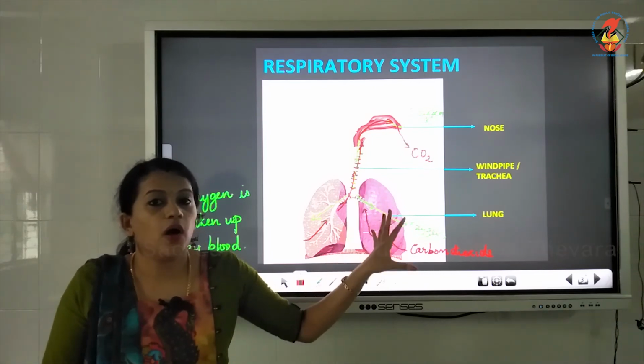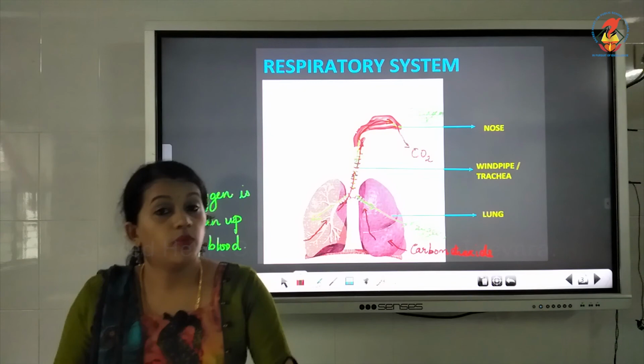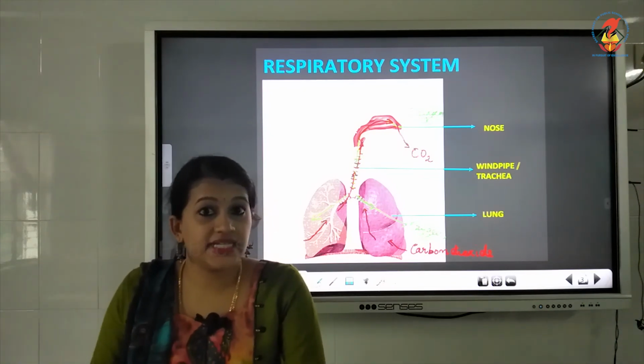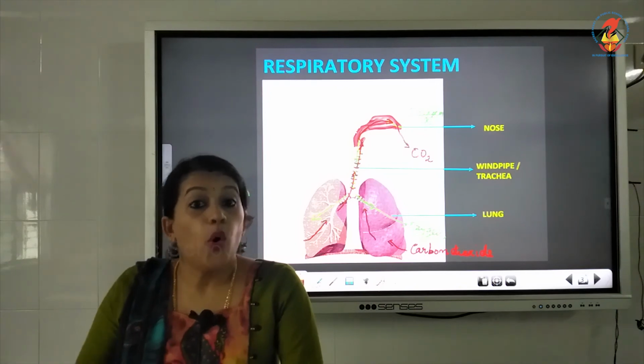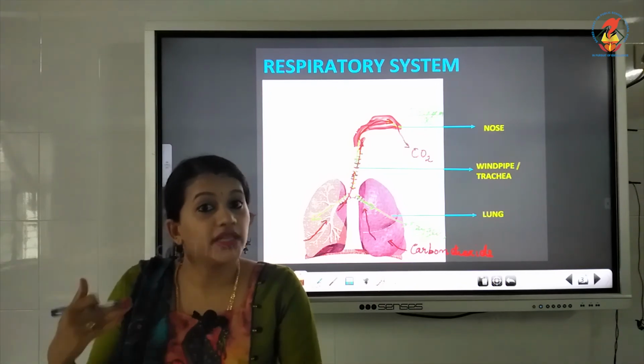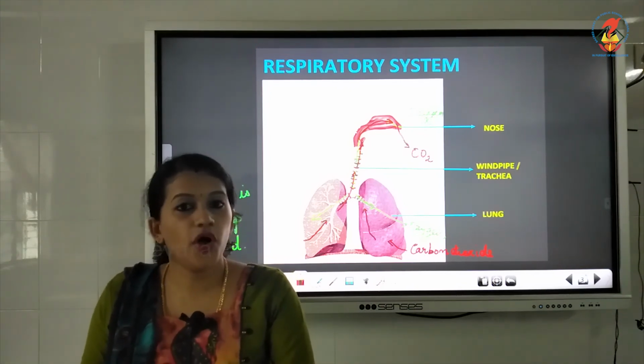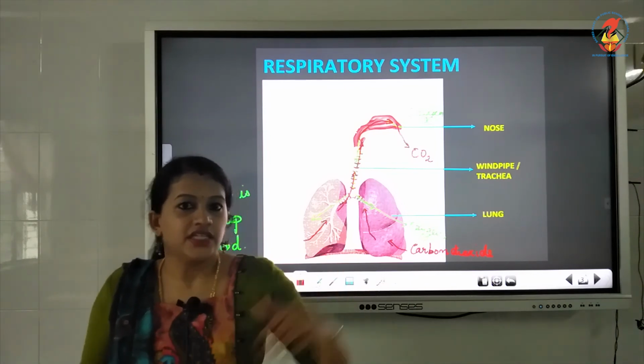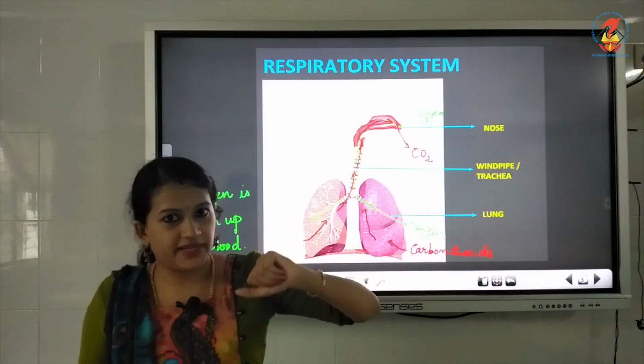So, this is how our breathing system works. Just imagine you are breathing all the time, isn't it, till you are alive. All these processes or all these things are happening in your body. So, just imagine how wonderful our body is. So this is about the respiratory system.